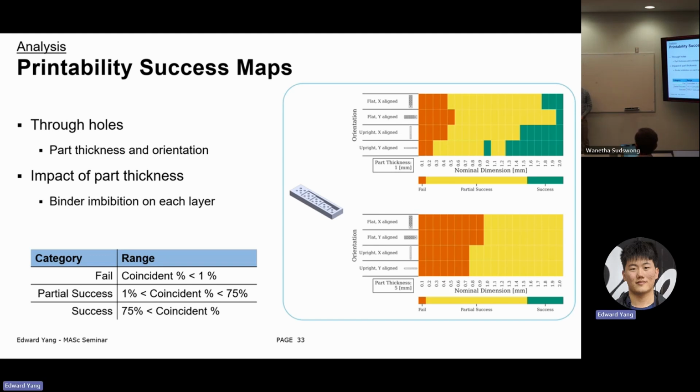So one reason for the part thickness effect is there's a possibility of binder imbibition being affected by the number of layers. So for certain orientations, as the number of layers increases, that's what's required for a thicker part. And each layer presents an opportunity for binder to be jetted improperly, for the liquid to behave in a stochastic way and spread out further than expected. And this, multiplied over more and more layers, increases the odds that something went wrong and the part didn't complete successfully.